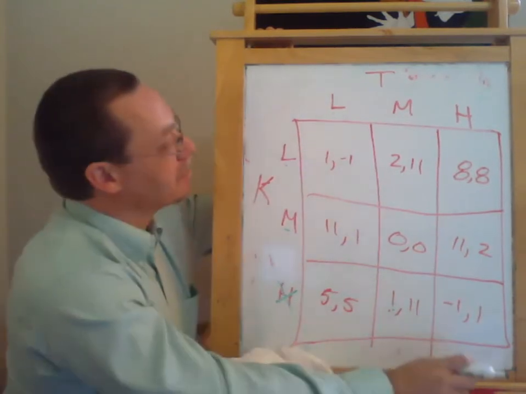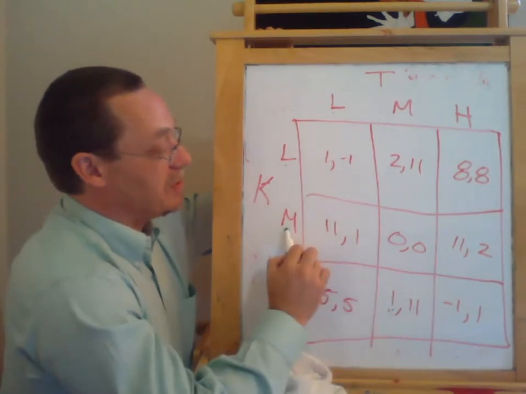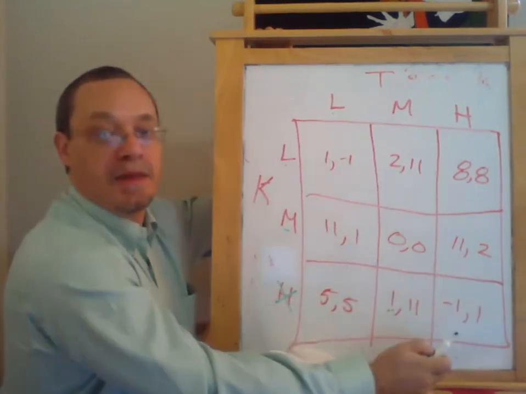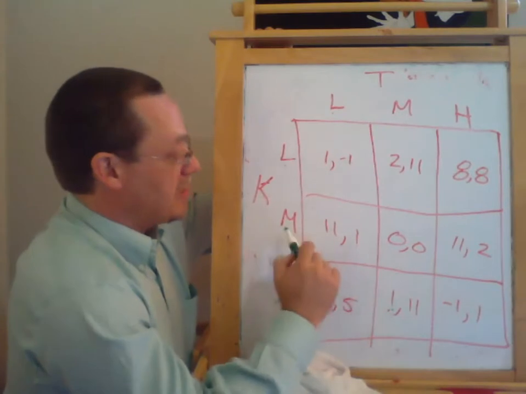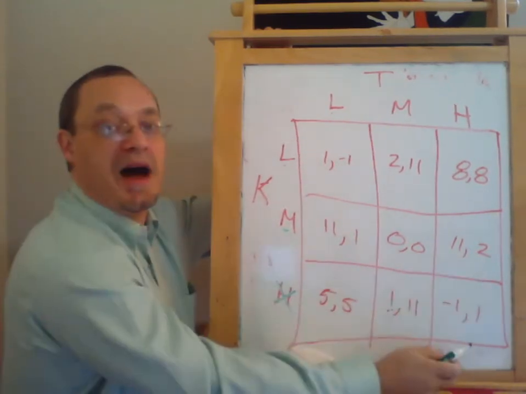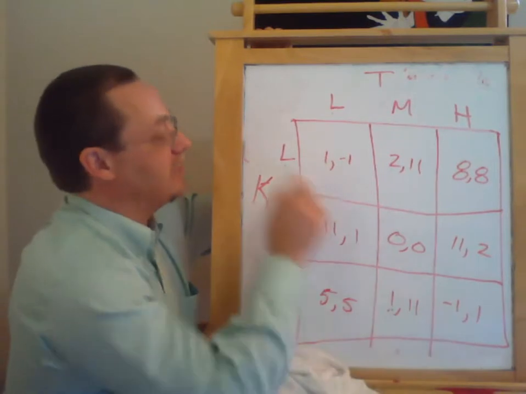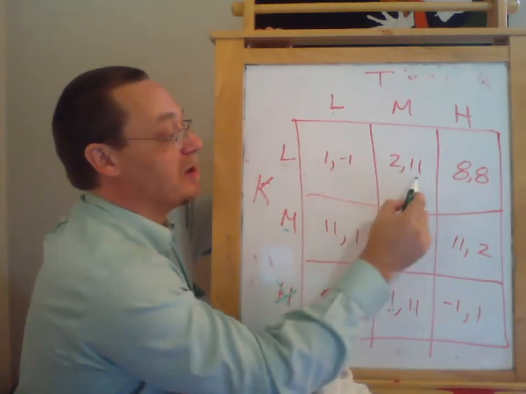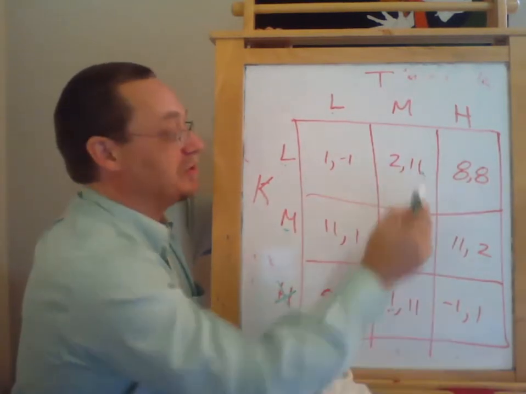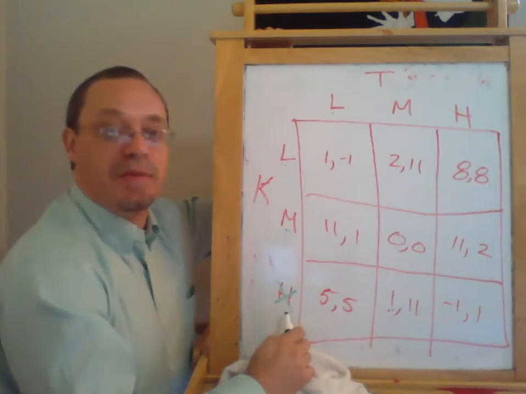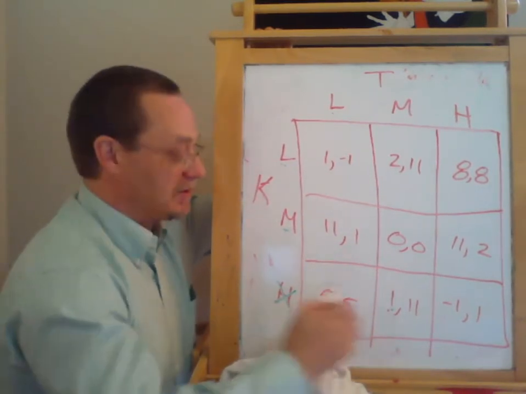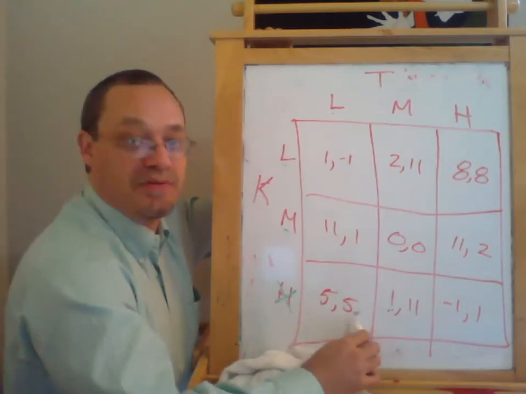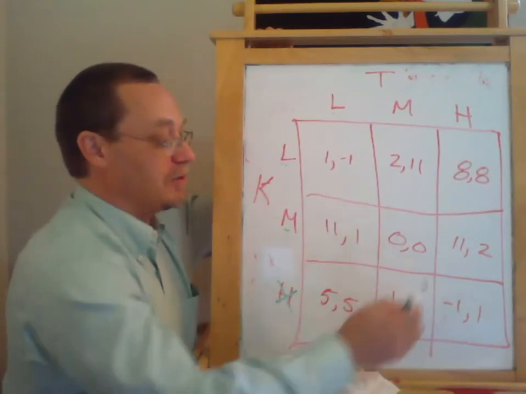What about for Target? Well, if Kmart plays middle, then Target has a choice between 1 or 0 or 2. And 2 is better than 1 or 0. So if Kmart plays middle, then Target should play high, so it can get 2. What if Kmart plays low? If Kmart plays low, then Target has a choice between -1, 11, or 8, and it should choose middle. Likewise, if Kmart plays H, which it's never going to do, but let's just look at it, then Target has a choice between 5 and 11 and 1, so it should play middle.